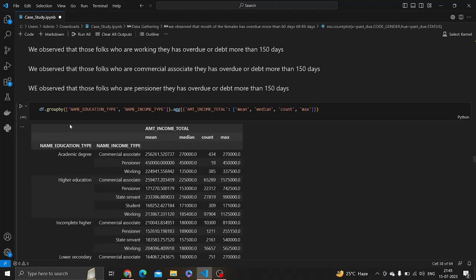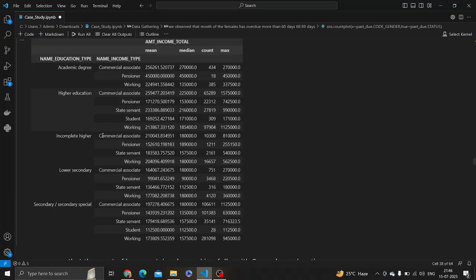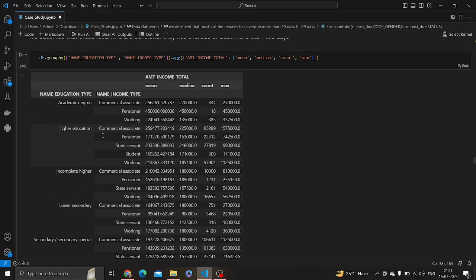Then I'm finding out by using the group by on the basis of name education type and name income type. So I'm finding out the income of that person by the mean, median, count, and max. So those who have the academic degree and who are working as commercial associate, pensioner, and working, the person has an average salary of 2,56,261, pensioner 4,50,000, 2,24,000 for working people. So that is how you can find out the best way, whatever you can do. But by doing this analysis, I was selected for that round and am going for the further rounds.